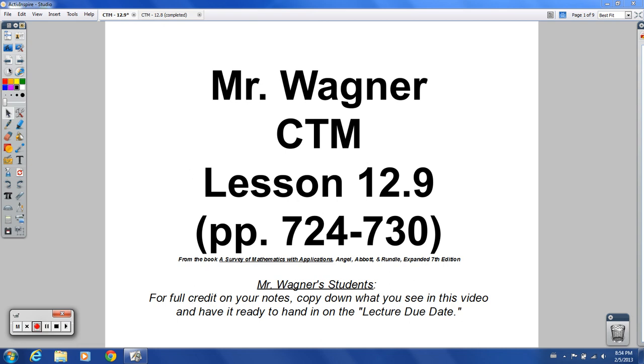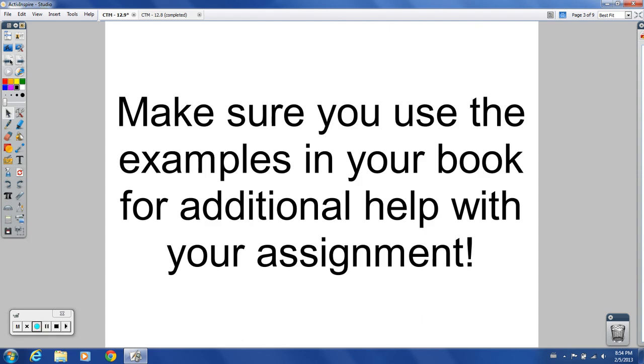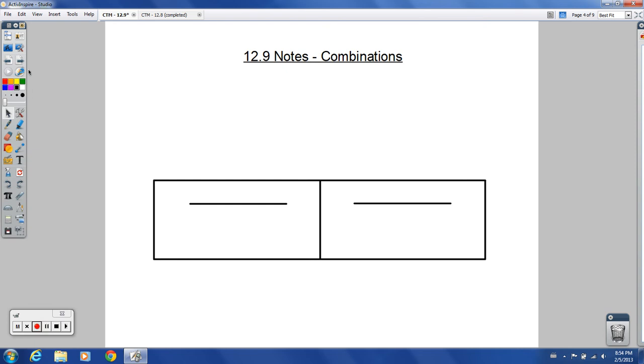In our previous lesson, we learned about permutations, and today we're going to learn about combinations and how they're related, how they're different as well. So permutations and combinations, two very important ideas in probability. Let's check it out.